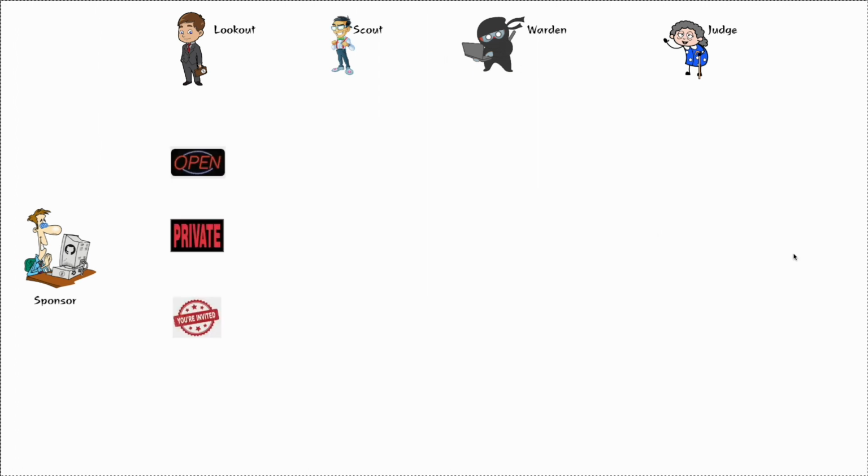Okay. As I mentioned, the lookout is going to work with the sponsor and decide what kind of package they want. There are five choices, but I'm going to start with these 3 for now, and I'll bring out the other 2 later.